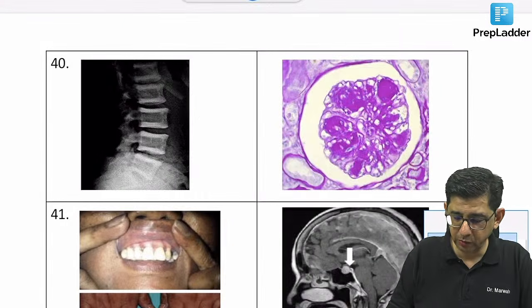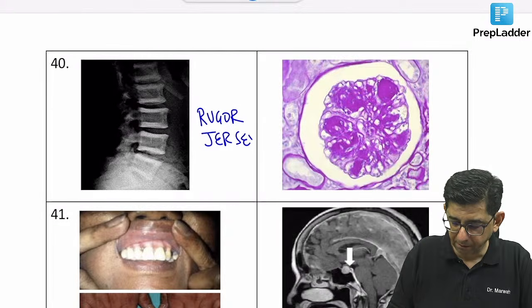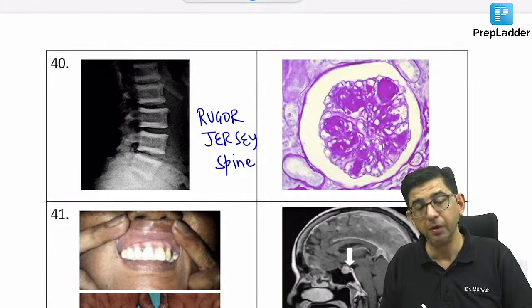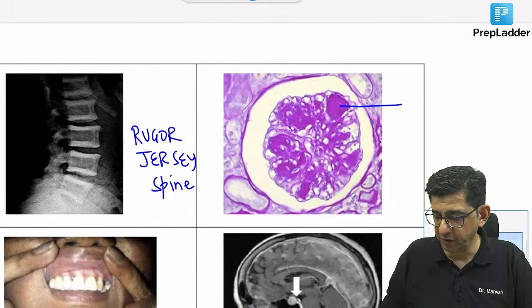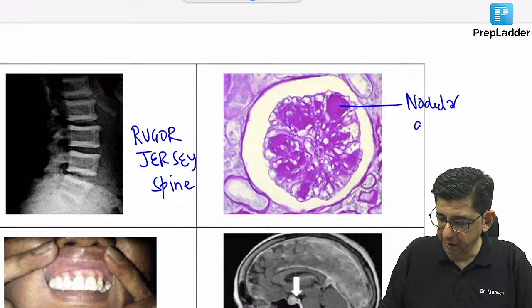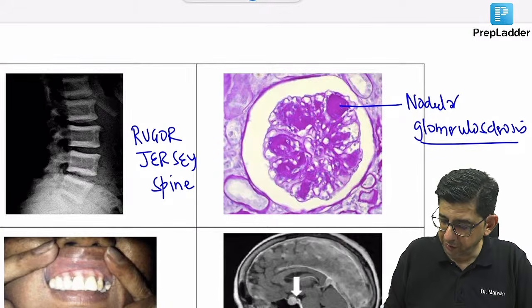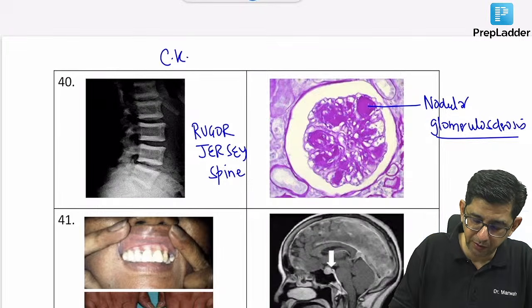Yeah, picture frame. So this is a Rugger jersey spine. Very good, very good. You can pick up a Rugger jersey spine, the picture frame, and along with the Rugger jersey spine, you can also pick up the diabetes manifestation here. That would be that the patient is having nodular glomerulosclerosis. So the moment I see a combination of the two, that there are bone changes also occurring and there is a diabetic manifestation also given, I know that I'm dealing with a case of chronic kidney disease.